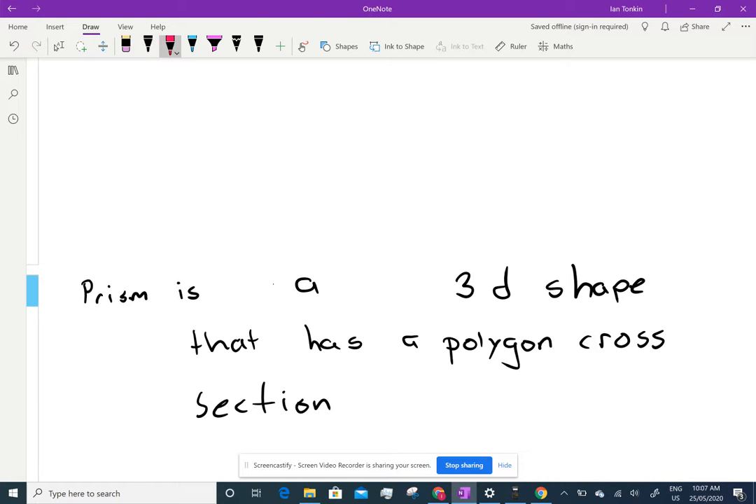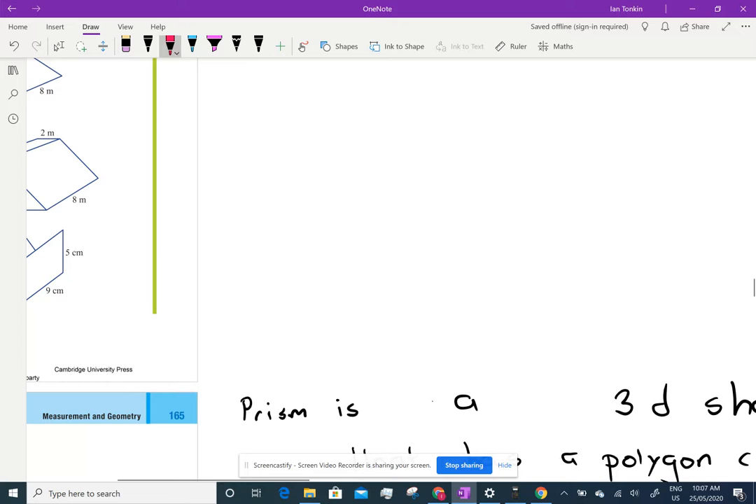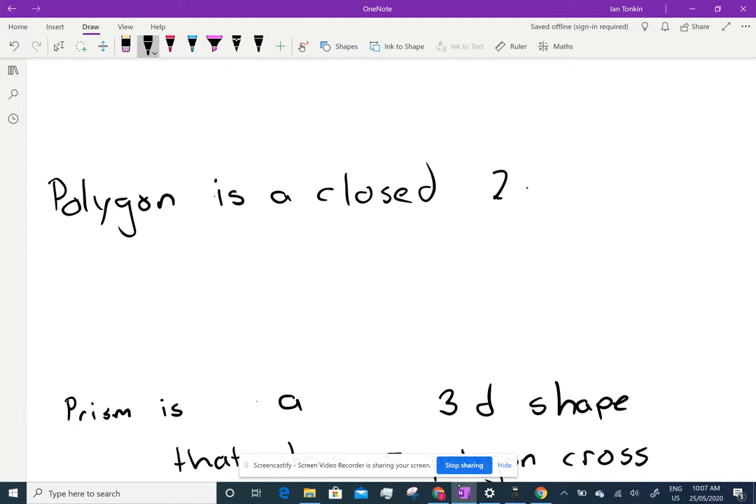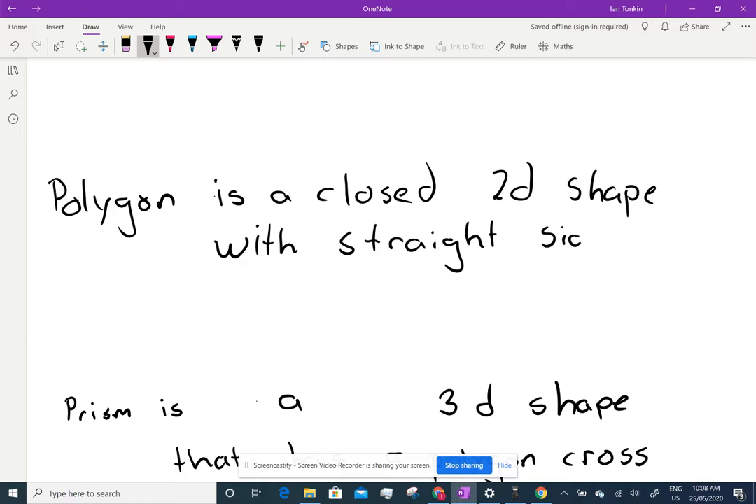Now, that word polygon is very important, and let's examine what that means, but first we better define what a polygon is. A polygon is a closed 2D shape with straight sides. There's probably a more formal definition, but that's the way I want you to think about it, because it helps when you are defining what a prism is.